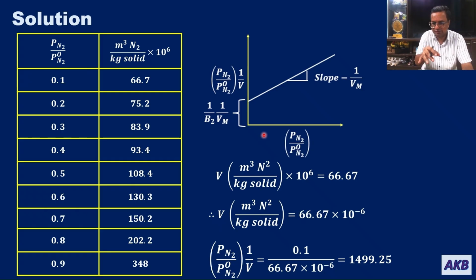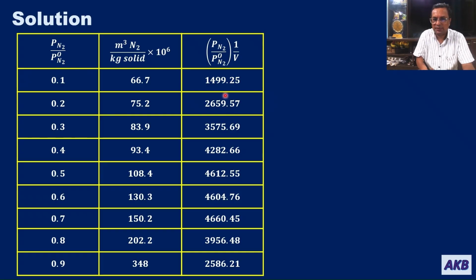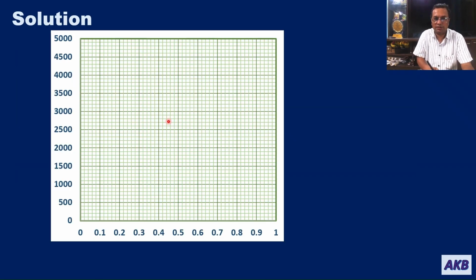So I'm directly taking all those values. I have told you how to get those values by taking the first reading into consideration. So let us move on. In this way, I get all the values for Pn2 by Pn2 naught into 1 by V. And we will now be plotting a graph between Pn2 by Pn2 naught, which will be plotted on the x-axis, and Pn2 by Pn2 naught into 1 by V, which will be plotted on the y-axis. Now let us plot the graph.